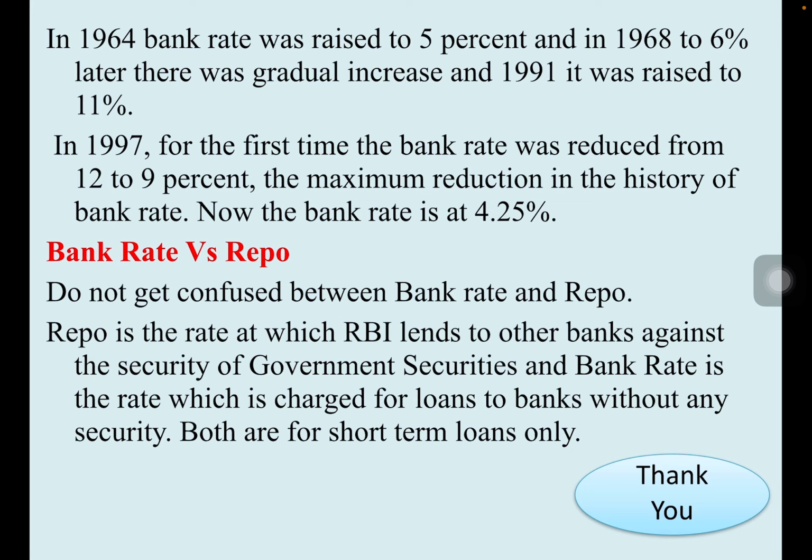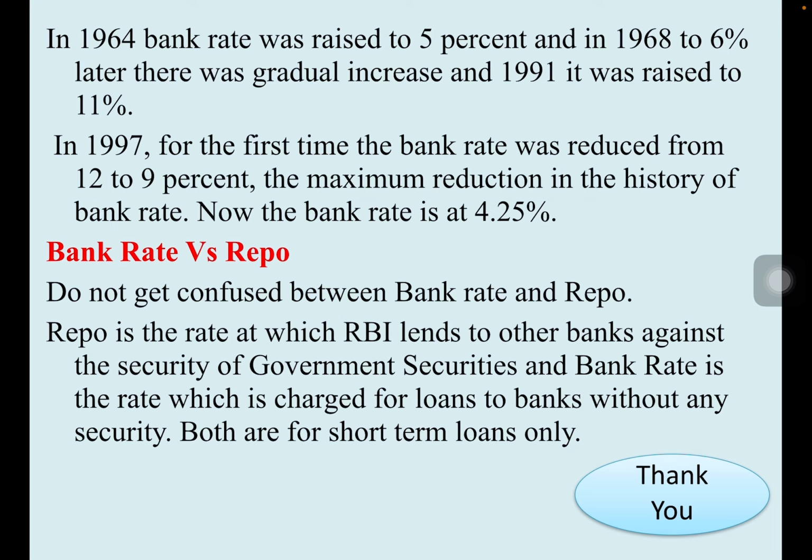In 1997, for the first time, bank rate was reduced from 12% to 9%, the maximum reduction in the history of bank rate. Remember, it is in the context of banking sector reforms and liberalization during that time. Now, the bank rate is at 4.25%.